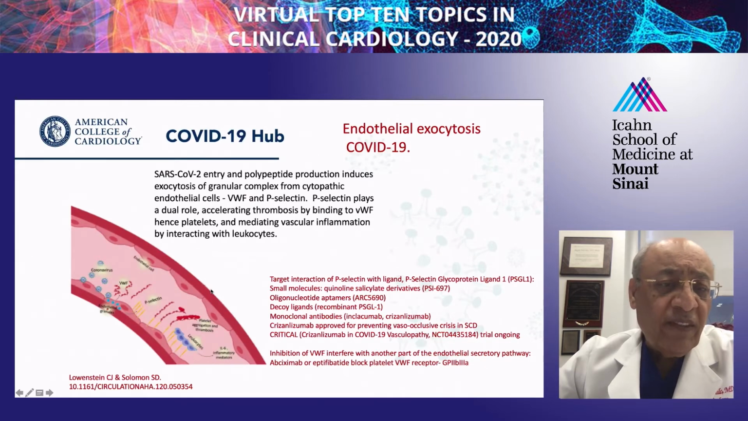This report, which has just appeared, shows that as the viral particles enter and the polypeptides are released, these polypeptides also release granules by exocytosis from the endothelium. The two most important things released are P-selectin, which is mounted onto the cell surface of the endothelium, and its expression. Also, von Willebrand factor is released, which binds to the P-selectin, and then the platelets are able to come and aggregate on top of it.